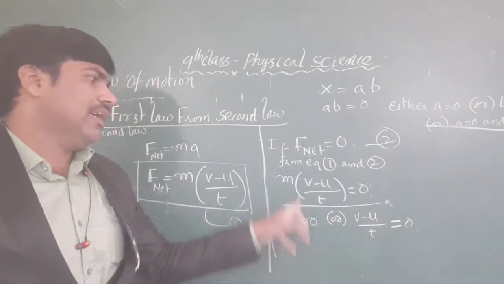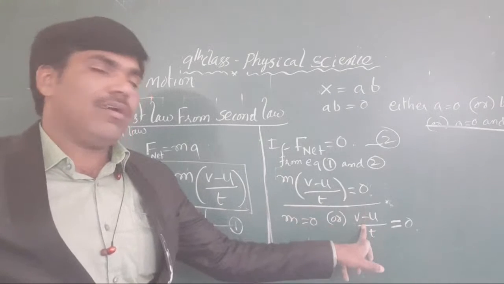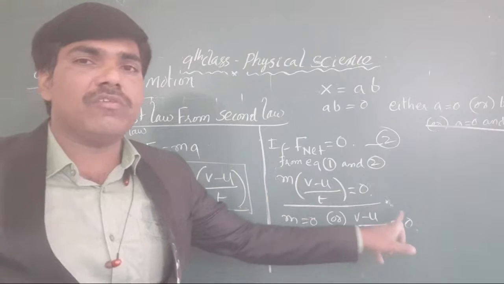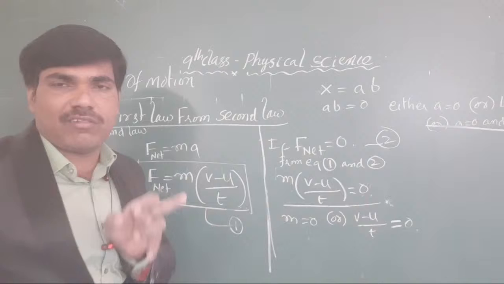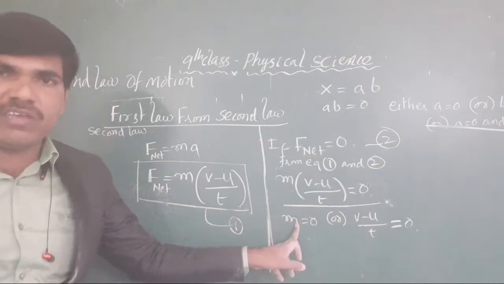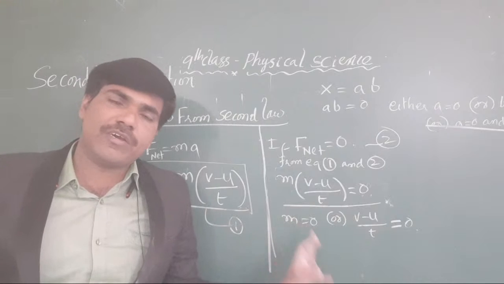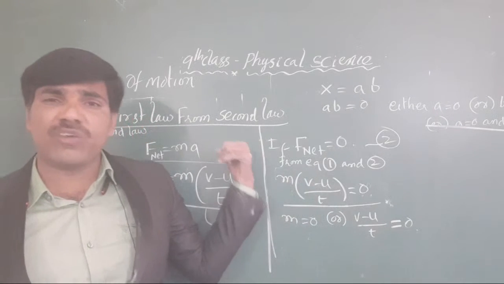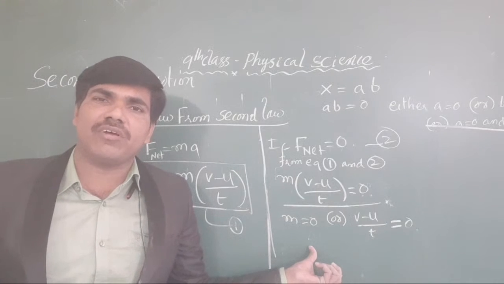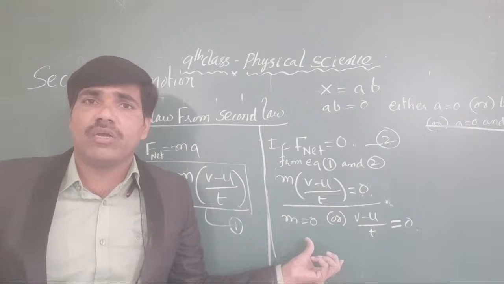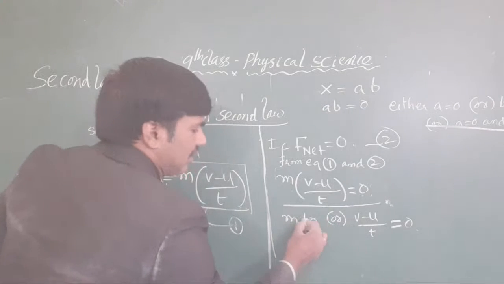In this way, either m is equal to 0 or (v - u)/t is equal to 0. At that time only it becomes 0. Clear or not, all of you? Now, m becoming 0, according to our physics, mass becoming 0, is there any use of all these things? No, it is not possible. m never becomes 0. m is not equal to 0.